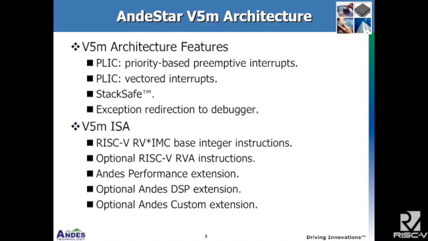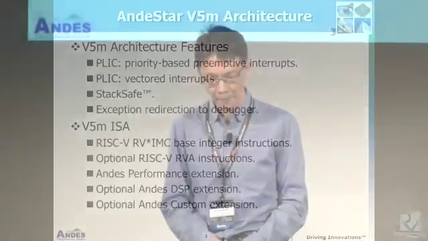In the instruction extension part, our V5M instruction set architecture includes the RISC-V baseline RVIMC base integer instructions, and also includes an optional RVA instruction extension. We also added the NDIS performance extension, the optional NDIS DSP extension, and also an NDIS custom extension to add new instructions. Now I'm going to go into some details about these features.